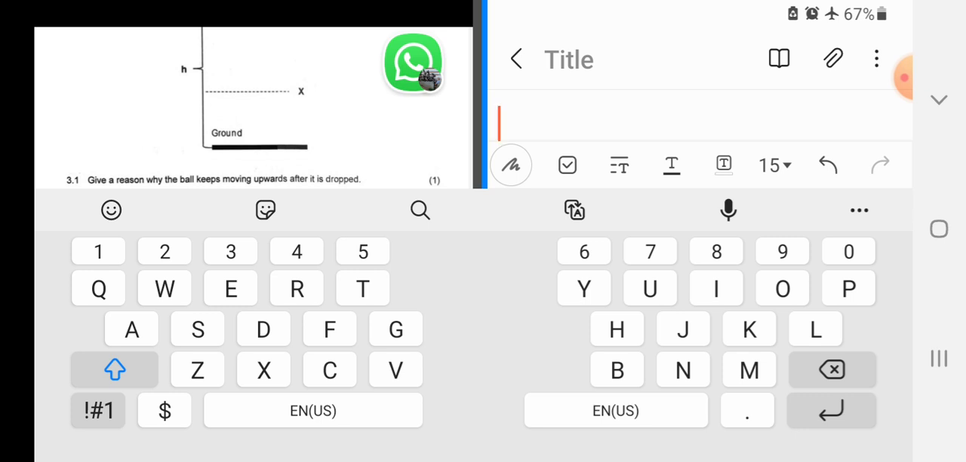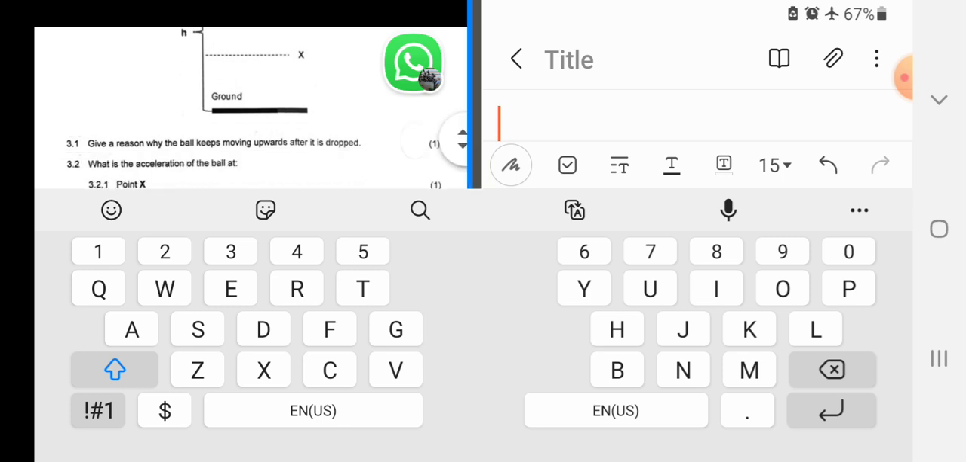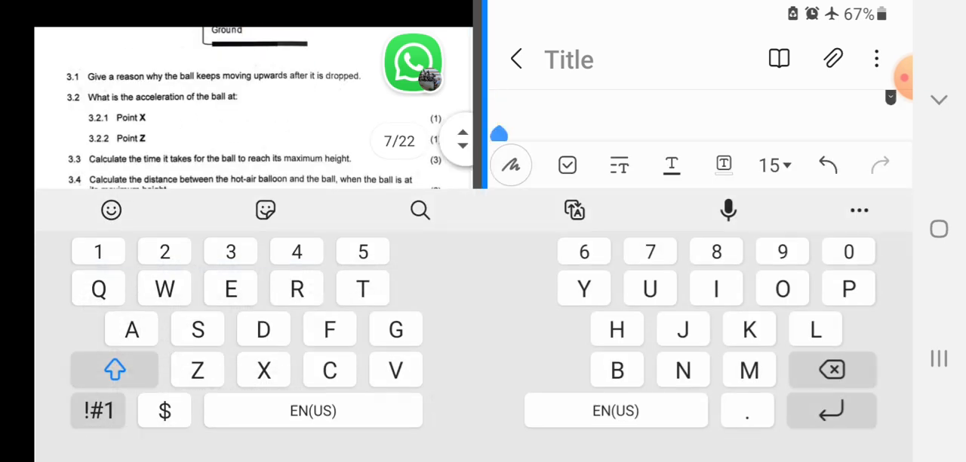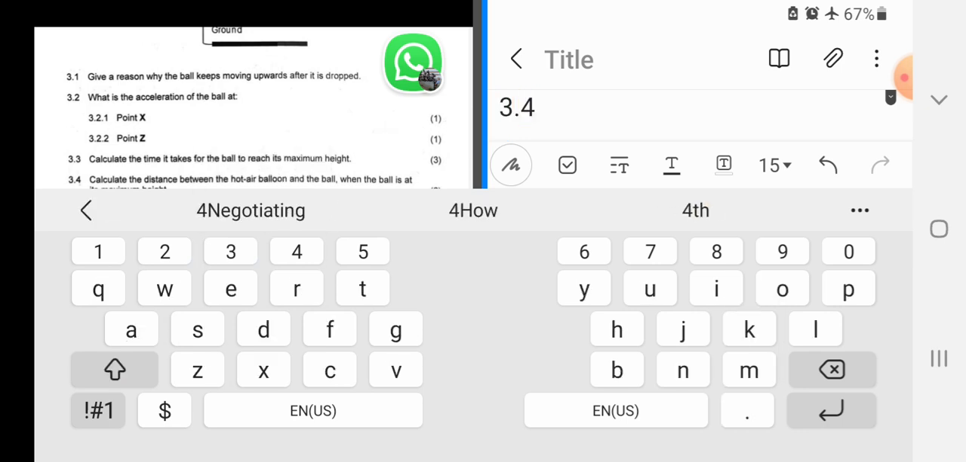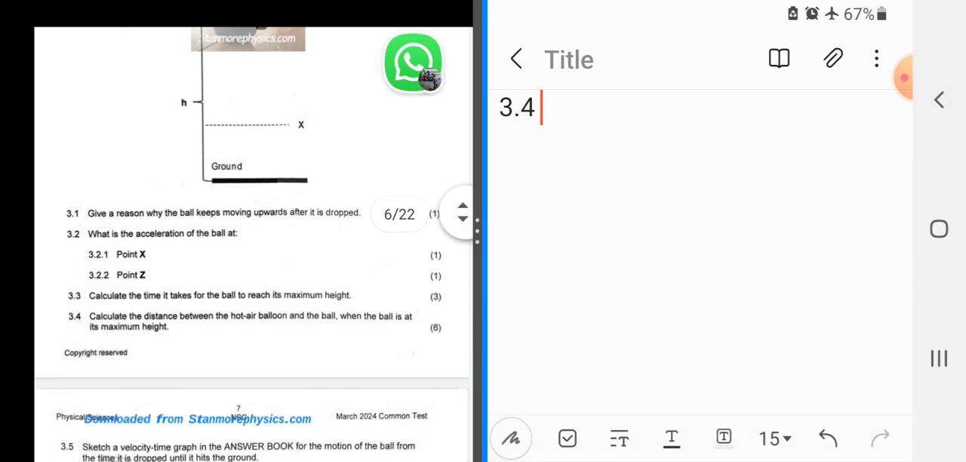So here we have to answer question 3.4. In question 3.4, they say calculate the displacement between the hot air balloon and the ball when the ball is at its maximum height. So distance is displacement. Whenever you're asked to calculate distance, they're asking you to calculate displacement. So you need to find a formula where we have displacement.